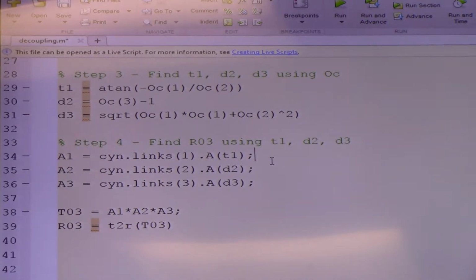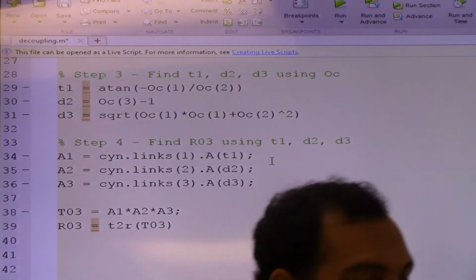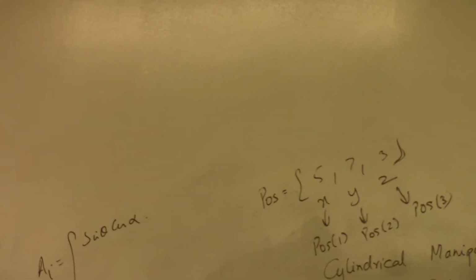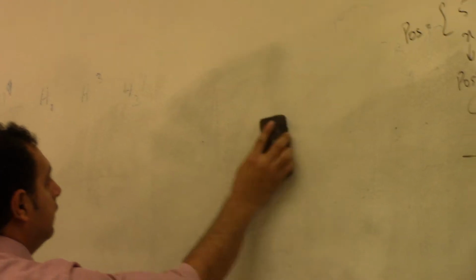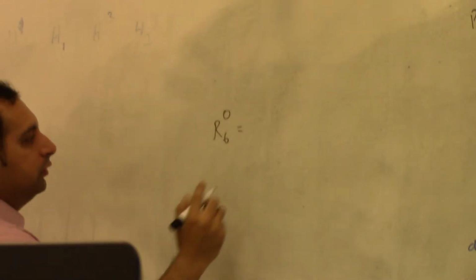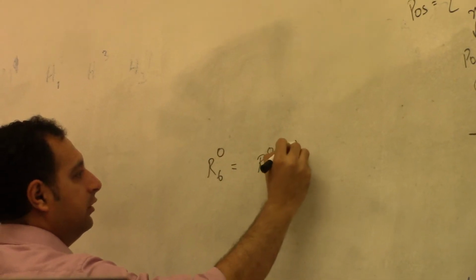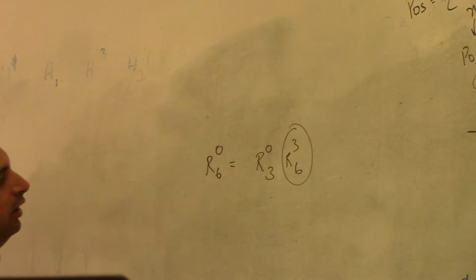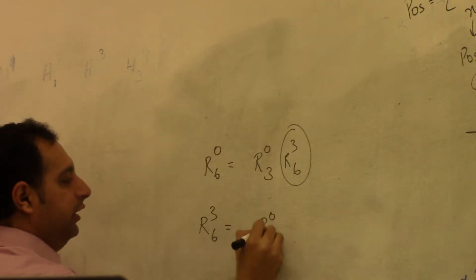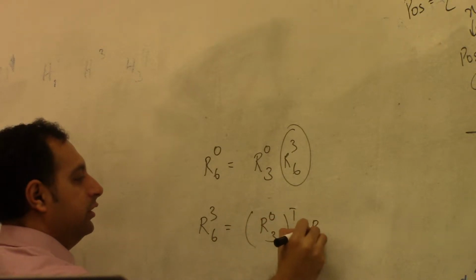Okay, what do we do next? So next is find R46, because we need to find the thetas, right? So here, we know that R06 is equal to R03 times R36. So we need to find R36. The only way we can do that is R36 is equal to R03 transpose times R06.